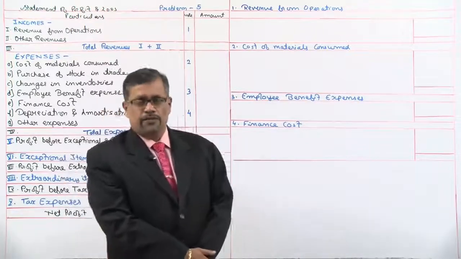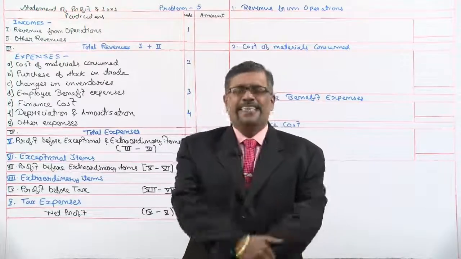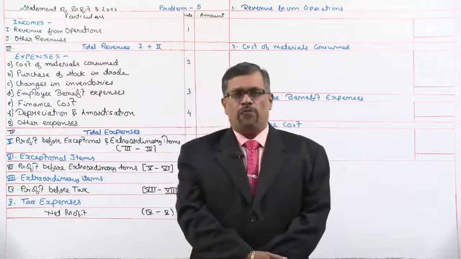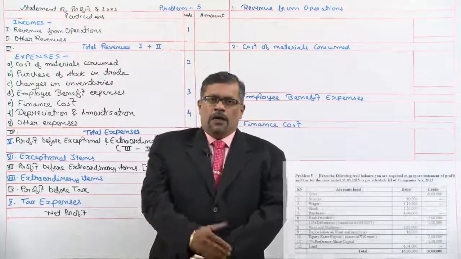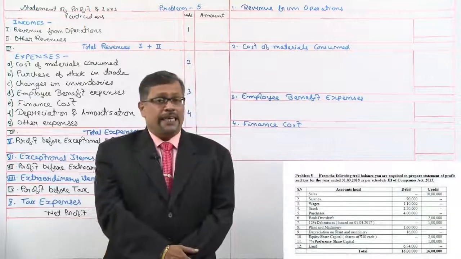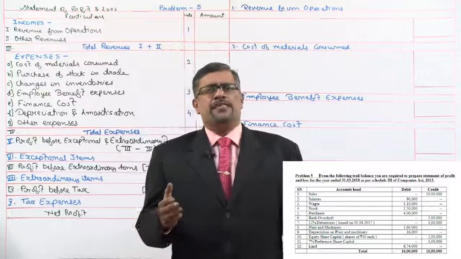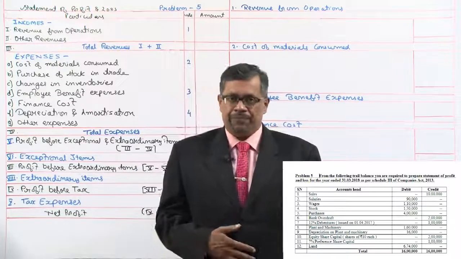In the last session, we have learned how to prepare the statement of profit and loss. In this session, we shall take up problem number 5 on statement of profit and loss. Let's see what the problem says. They have given us some items like sales, salary, wages, stock, purchase, bank overdraft, interest on debentures, borrowings and tax.